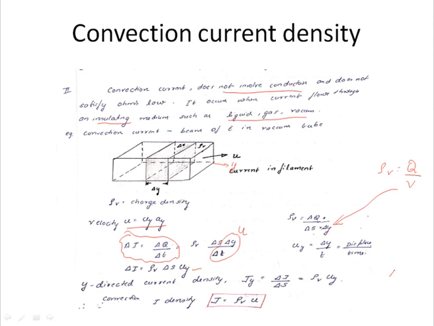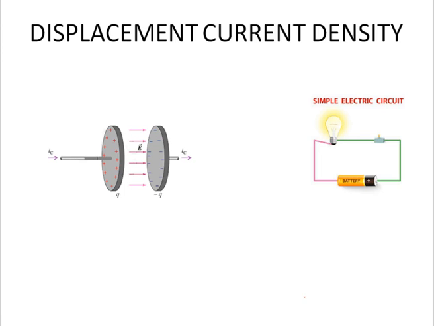What is J? J is equal to current divided by area. So J equal to delta I by delta S is equal to rho V into Uy. Delta S cancels away and this is the equation. This is the equation for convection current density. J equal to rho V into U. So that's over. Next is, this is important, this is displacement current density.